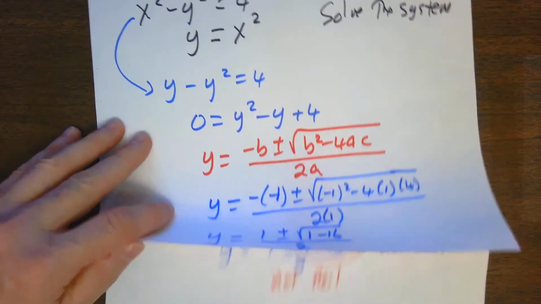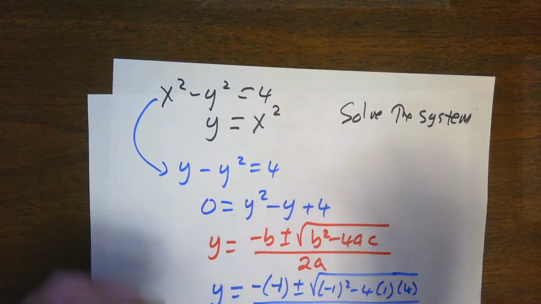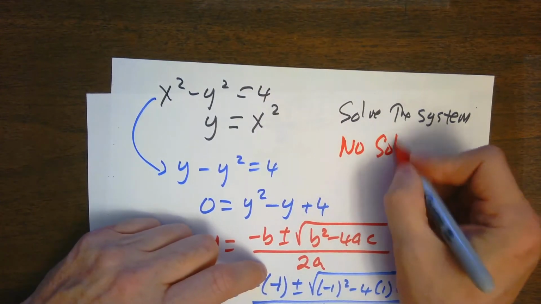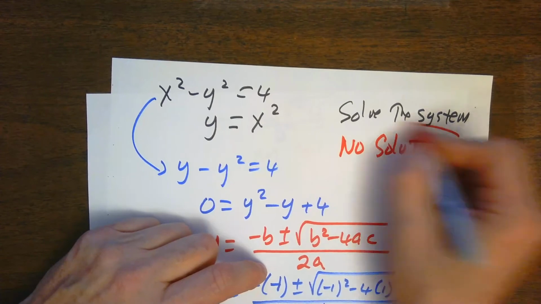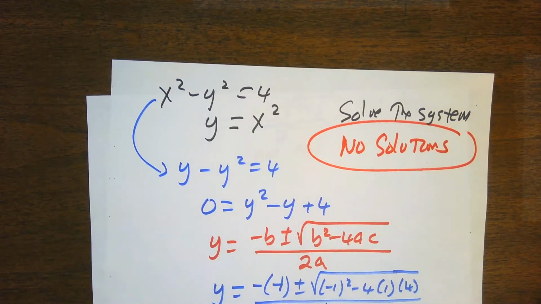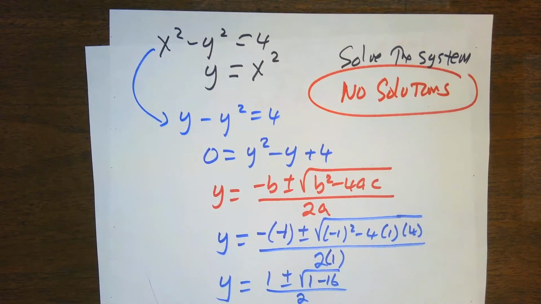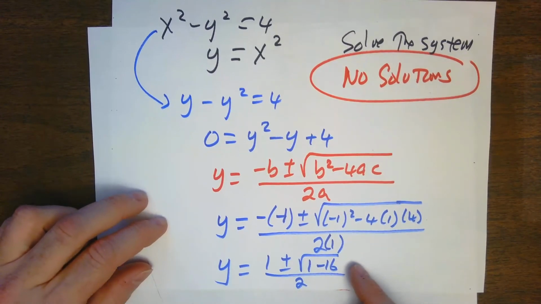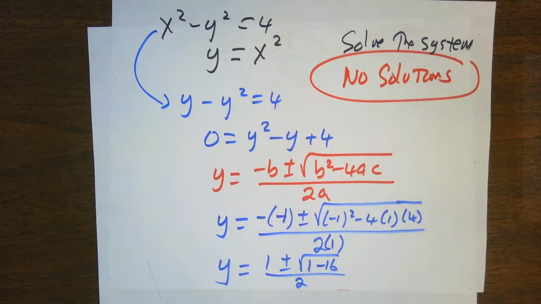So what does that mean? No solutions. These two things never intersect. This would be one of those examples of a system of a parabola and a hyperbola that actually never really intersect, because I got the square root of a negative number. And you can't have the square root of a negative number, so there's no solutions here. So watch out for the no solutions one.